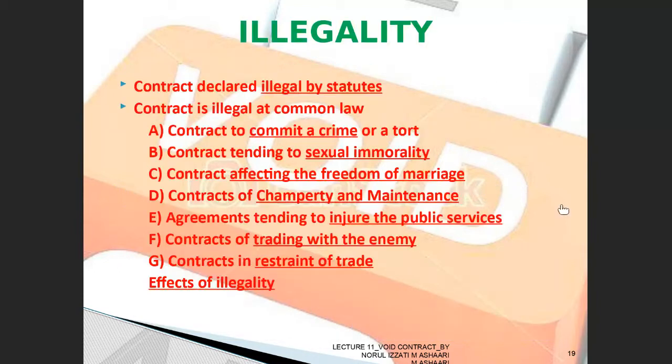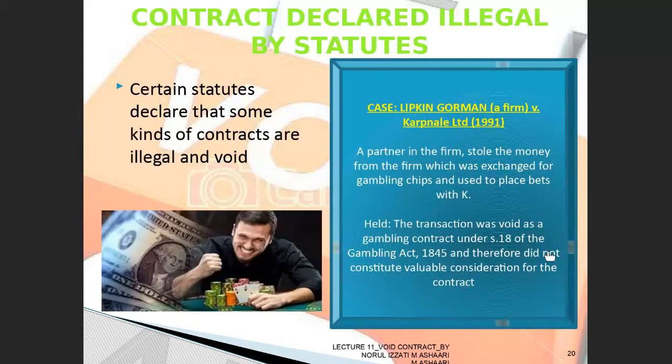Right. Now, let's look at the examples of the illegal contract. A contract declared illegal by the statute, that means by the Contract Act, where it is clearly written, or another one is a contract that is illegal at English common law. Okay, so let's look at certain examples. A contract declared illegal by the statute is considered void. Look at the example on the right hand side.